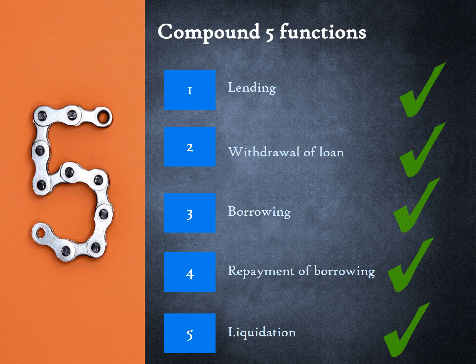This brings us to the end of this lesson on Compound. At this point, we have covered all the 5 functions of the Compound decentralized finance application. In the next lesson, we will conclude our discussion of Compound with some broad reflections. Before proceeding to the next lesson, review the summary of this lesson. See you shortly.